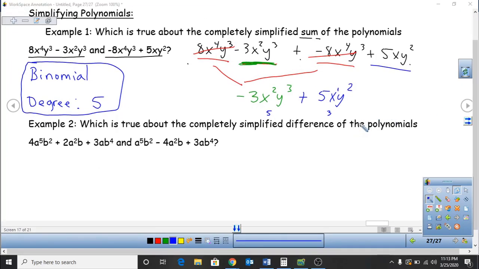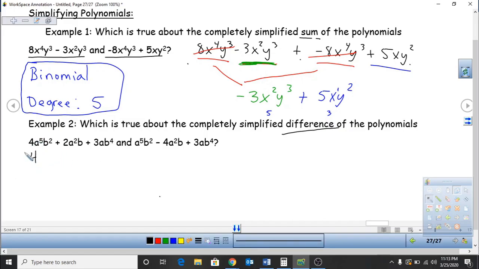All right. So let's look at this last example. This last example is asking a similar question, which is what is true about the completely simplified difference. So I'm looking for a difference this time, not a sum. Difference, remember from elementary and middle school, means to subtract. So I'm going to subtract. I'm going to take this polynomial, which I know is kind of big, and subtract this other polynomial.